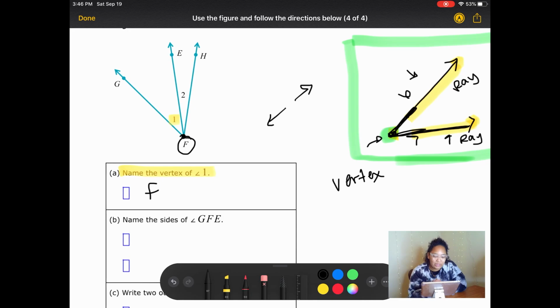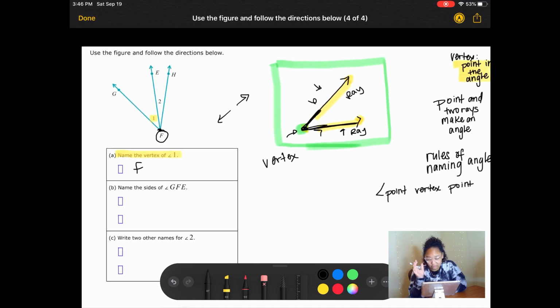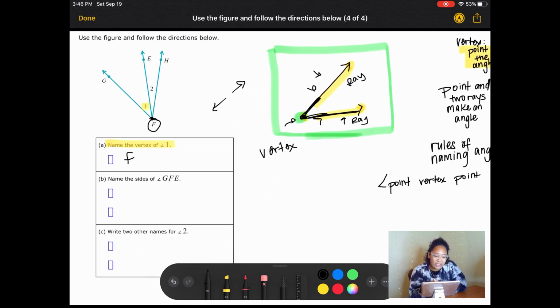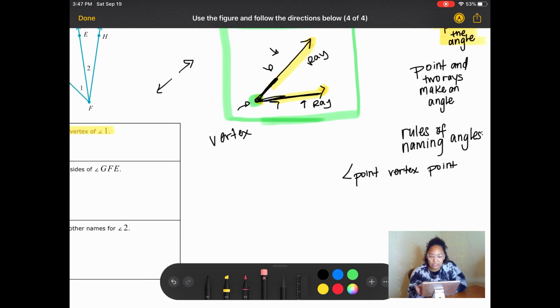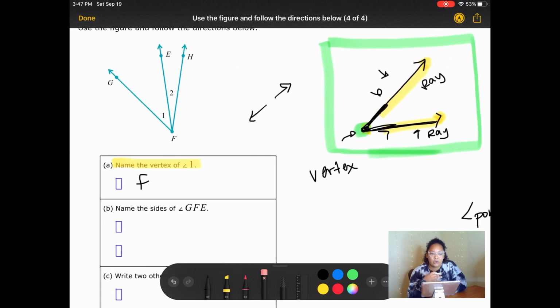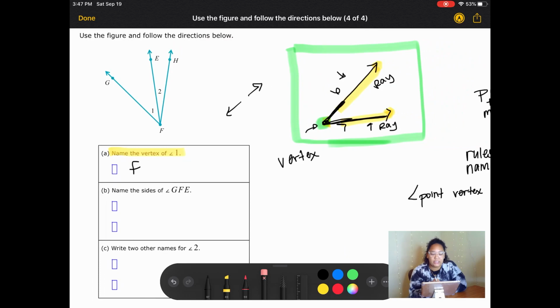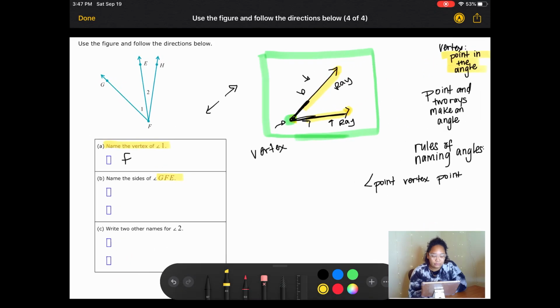Okay. So for the second one, it says name the sides of GFE. So when you look at an angle, it's going to tell you a specific way to look at it. So actually, I'm going to just jump over here to the rules of naming angles. When it tells you to look at something on a diagram, it's going to give you something in a very, very specific order. So it says GFE, right? And over here it says the rules of naming angles, and this is really, really important.